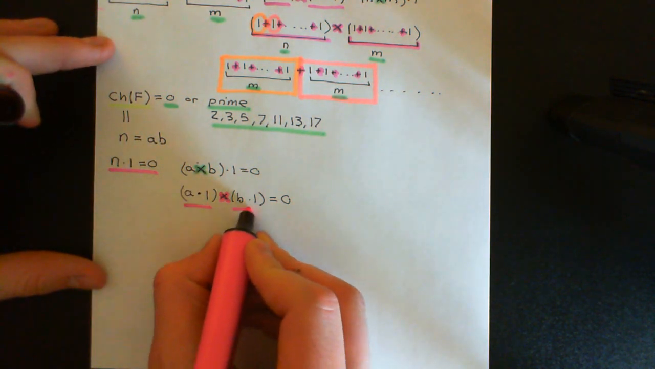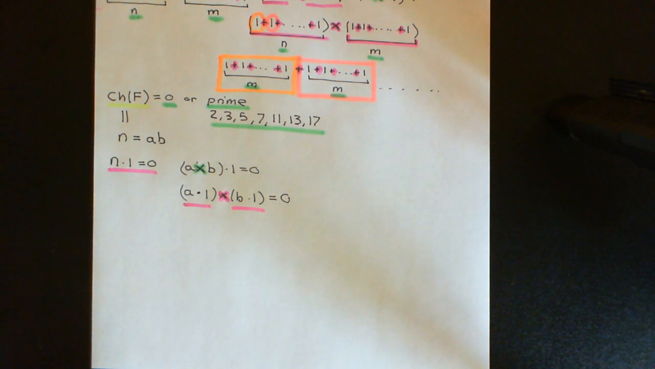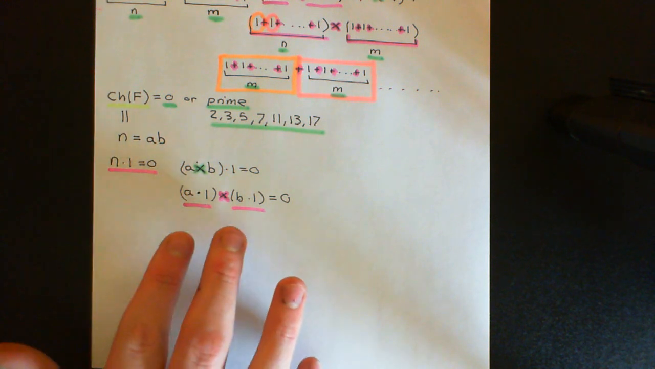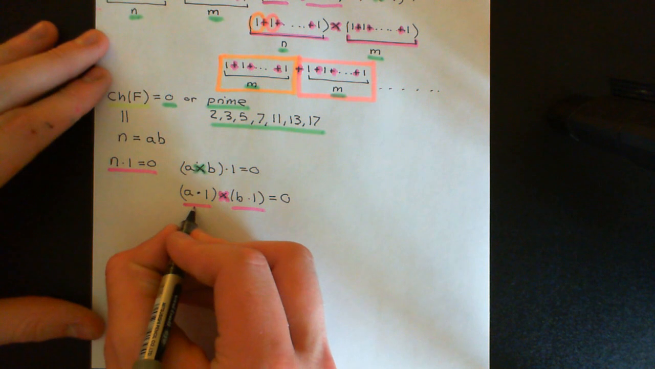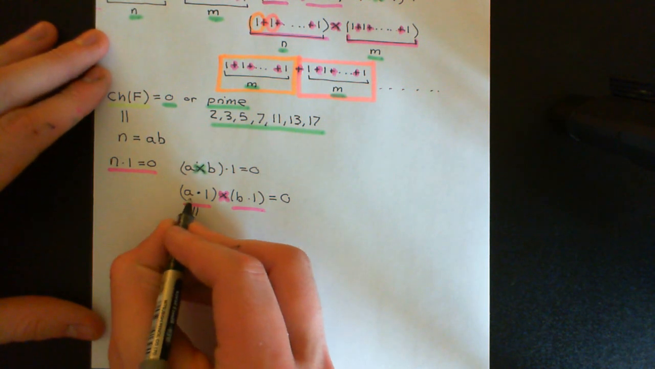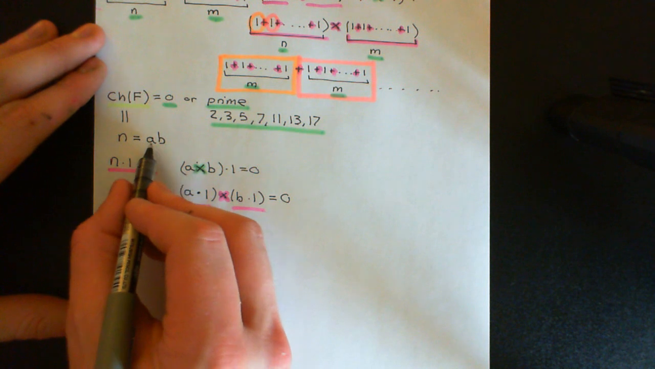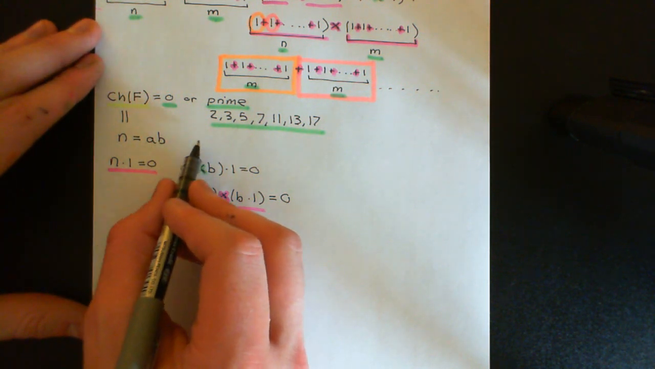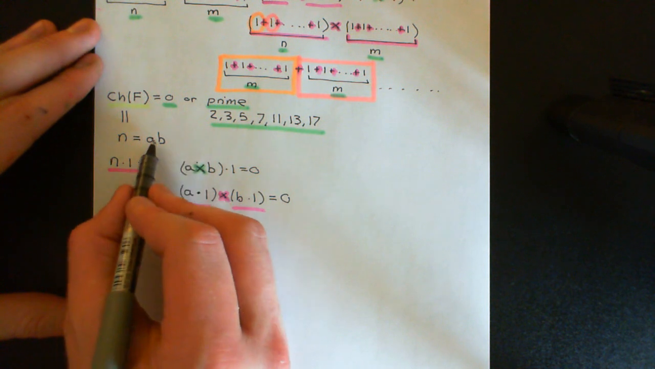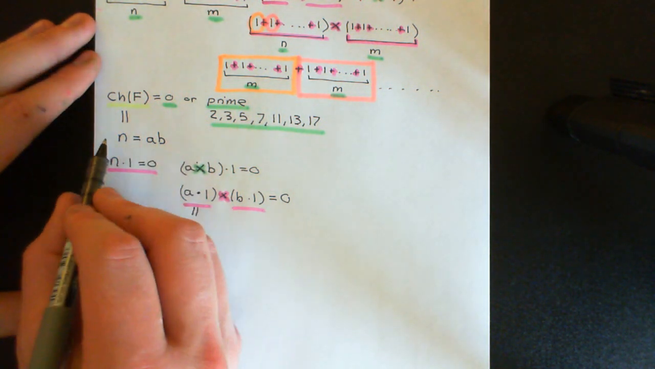Here we have two elements of the field, a·1 and b·1, multiplying together to give 0. That implies that one of these is equal to 0. Okay, so let's say arbitrarily that it's a·1. So this would have to equal 0, but a is going to be a smaller number, because when you multiply two natural numbers together you always end up with a natural number greater than or equal to each of the things that you multiply together.